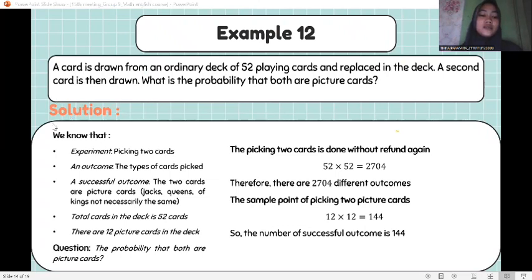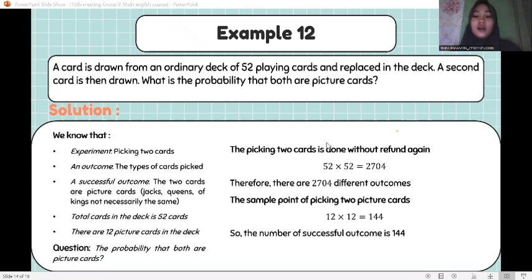So the solution is, from the question we know that the experiment is picking two cards, and an outcome is the types of cards picked. A successful outcome is that the two cards are picture cards: jacks, queens or kings, not necessarily the same. The total in the deck is 52 cards, so there are 12 picture cards in the deck. So the question is the probability that both are picture cards.